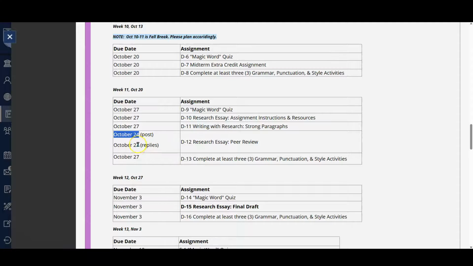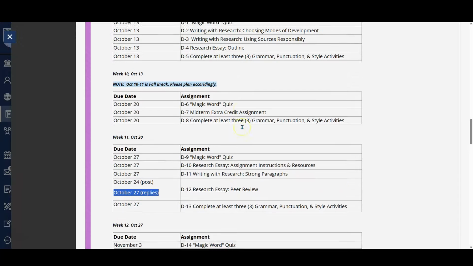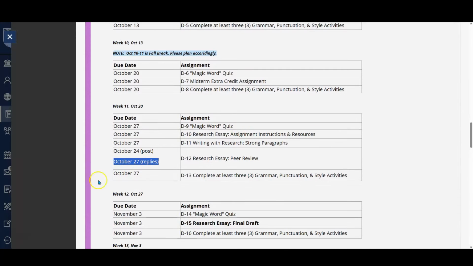So if you wait till the 27th to post your paper, you're not going to get any responses and you're not going to get the help you need. So don't do that. Post by the 24th, so that people can reply and give feedback on your work by the 27th. Okay. And that is it for week number 11.